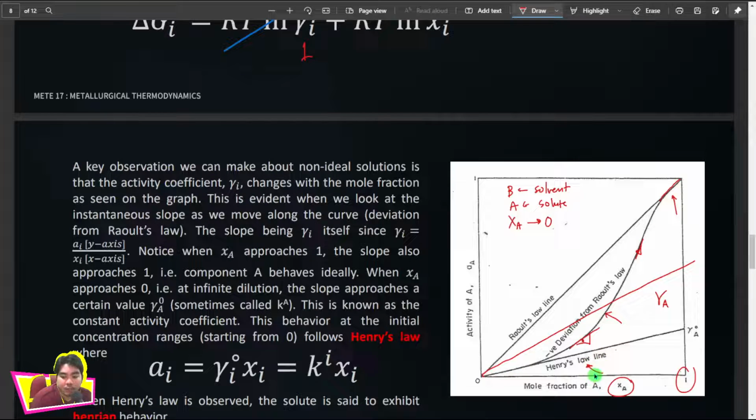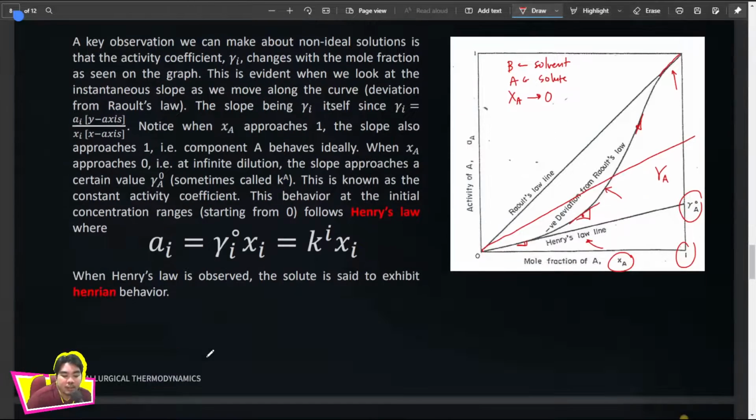And we call this the Henry's law line. Okay? So the slope of this Henry's law line is your gamma A naught, hindi ko alam kung paano siya sinasabi, no. Pero ito siya, this is a unique number that is a constant for specific solutes in specific solvents. Okay? So as you approach infinite dilution, ina-approach mo tong constant gamma na to.